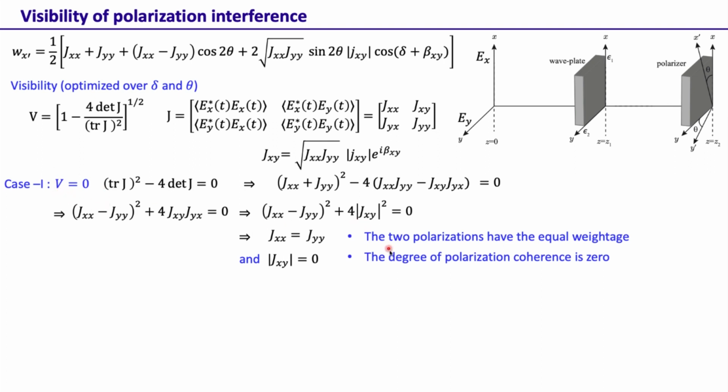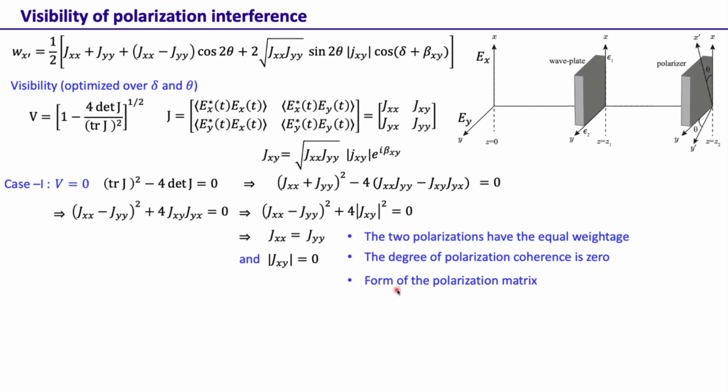So if the visibility is 0, it means the two polarizations have equal weightage and the degree of polarization coherence is 0. And also, if we have that the two polarizations have equal weightage and the degree of polarization coherence is 0, then we can be sure that this optimized visibility will be equal to 0.